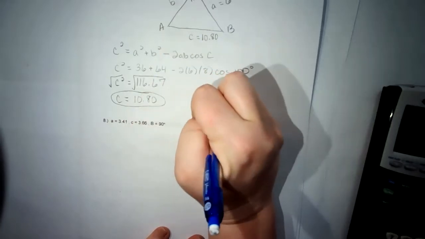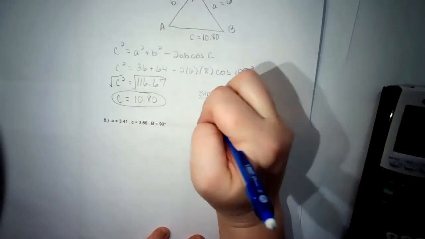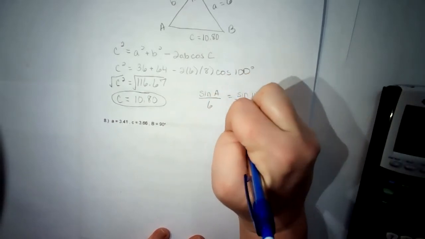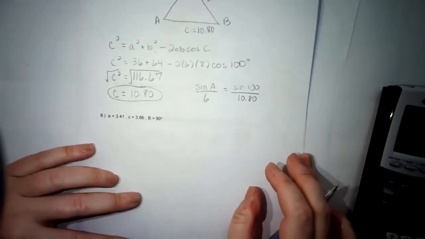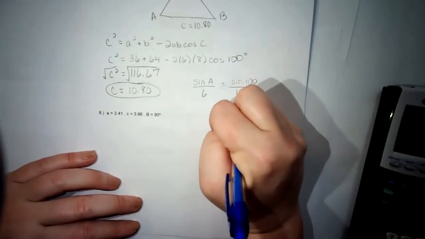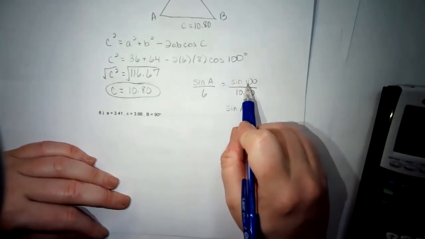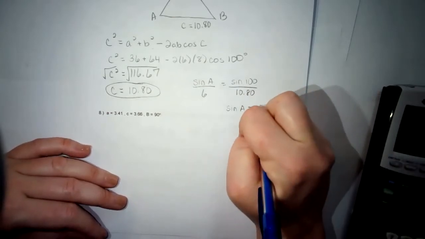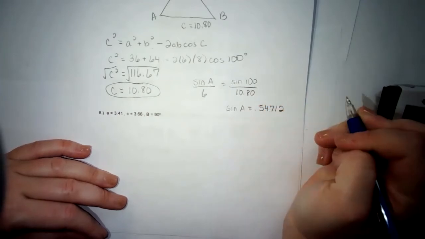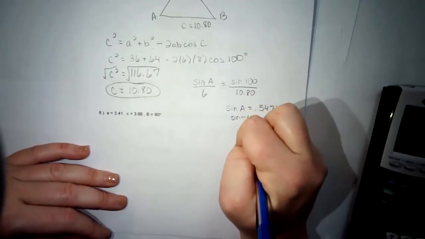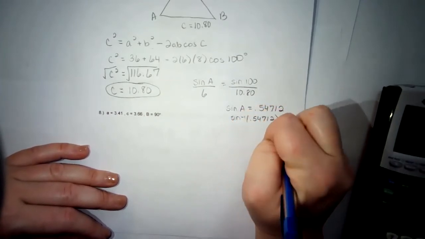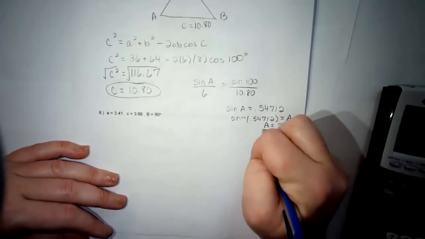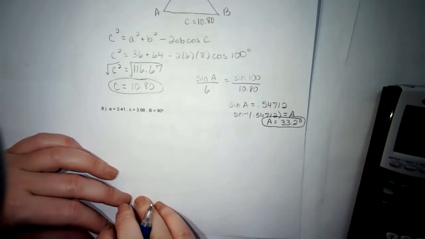Okay, so I'm going to solve for sine A, that's angle A, over 6 equals sine of 100 over 10.80. I'm going to do 6 times the sine of 100 divided by 10.80, and I'm going to get 0.54712. And then I'm going to need the inverse of it to find angle A. And I came up with 33.2 degrees for angle A.